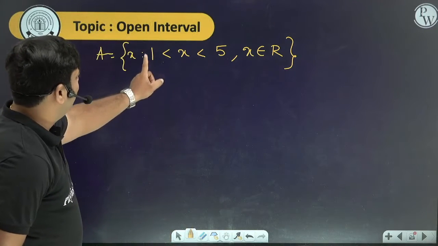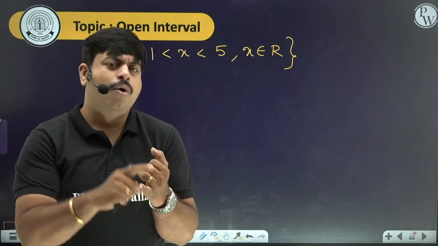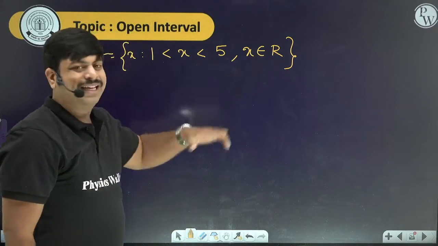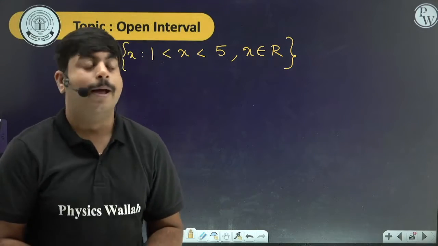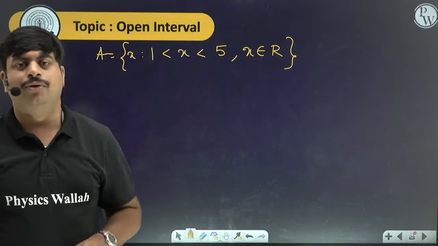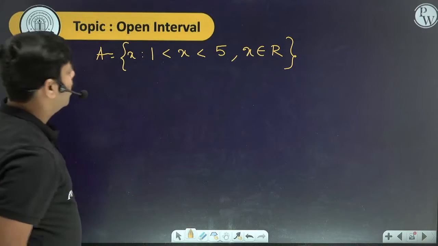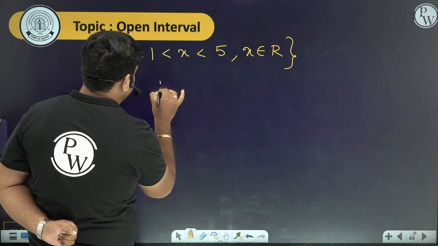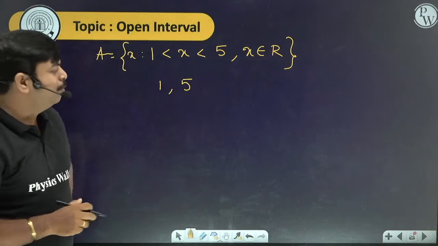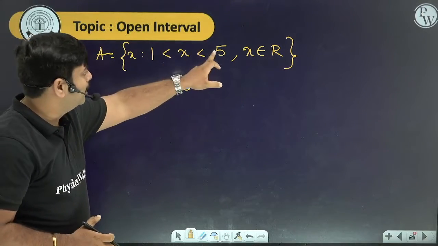When I write 1 less than x less than 5, I need to consider the numbers between 1 and 5, but not only. What should I do with 1 and 5? Can I include 1 and 5? No, because there is less than. If in case there is less than or equal to, then okay, we'll try that. But here we only have less than. So, students, I will write the set as 1 to 5, but I shouldn't include 1 as well as I shouldn't include 5.